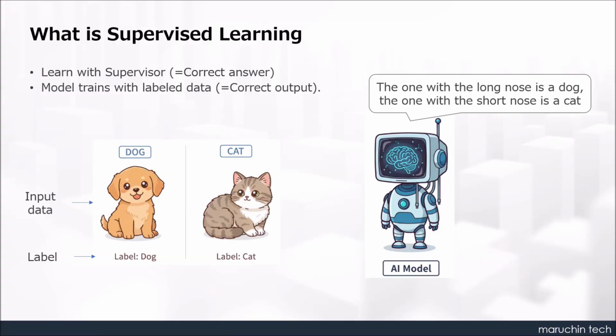Now, let's focus on supervised learning, as it is the most common approach in machine learning. As the name implies, it proceeds with a teacher. This means it requires correct answer data to learn. In this approach, we use what is called labeled data. A label refers to the correct output or category for a given input. By repeatedly learning from pairs of input data and their corresponding correct labels, the model constructs rules to capture the relationship between the input and the output.